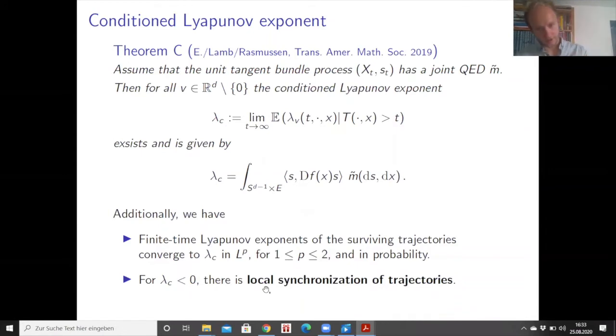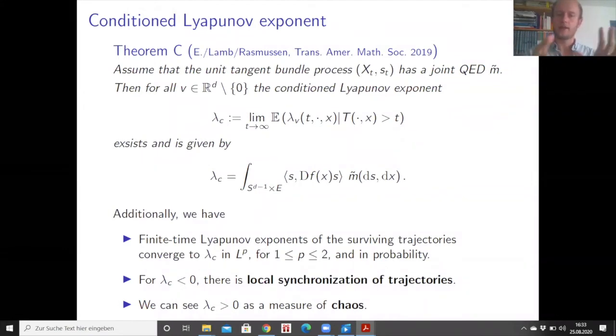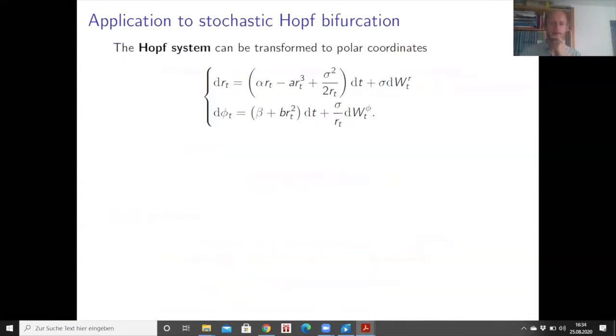For a negative conditioned Lyapunov exponent, you can actually prove some local synchronization again. And if it's positive, we see it as a measure of chaos. And of course, if you let the boundaries of the now bounded domain with this killing at the boundary go to the whole space, then you will actually approach your original Lyapunov exponent exactly by this conditioned Lyapunov exponent.